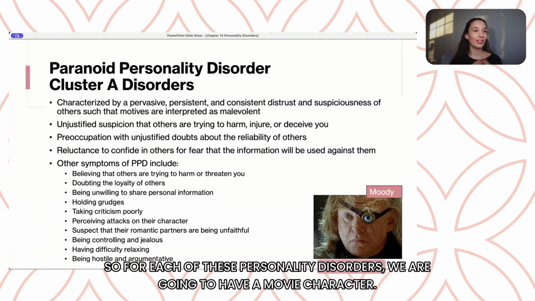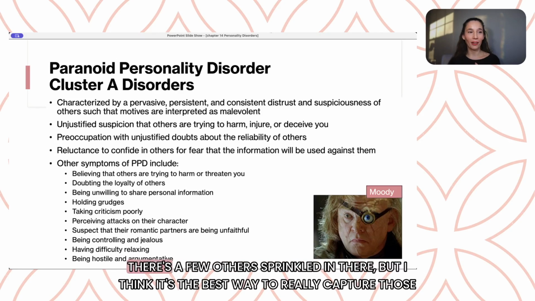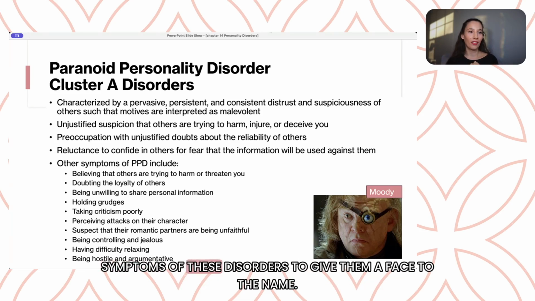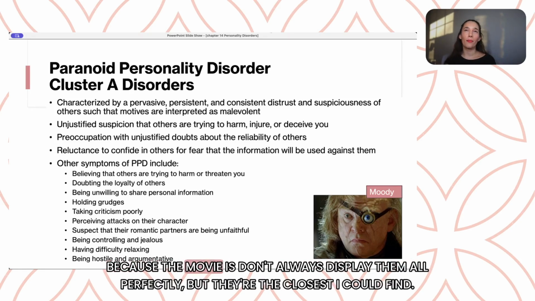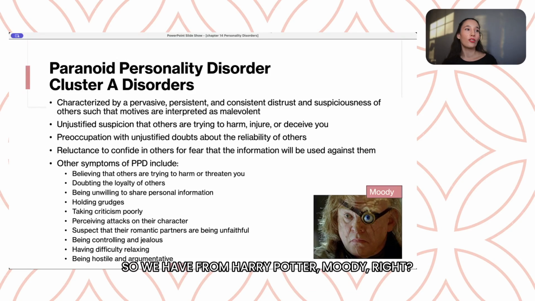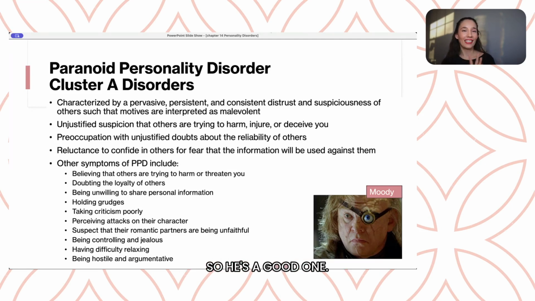So for each of these personality disorders, we are going to have a movie character. Most of them are related to Harry Potter. There's a few others sprinkled in there. But I think it's the best way to really capture those symptoms of these disorders to give them a face to the name. So paranoid, and some of them are a stretch, right? Because the movies don't always display them all perfectly, but they're the closest I could find. So we have from Harry Potter, Moody, right? He's always suspicious of people. He's always like paranoid of others. So he's a good one.